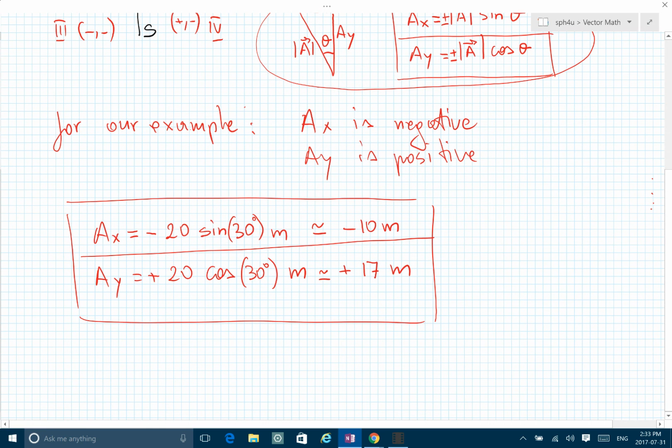All right, so next, we're going to do the opposite. If we have the components, we are going to find the actual vector.